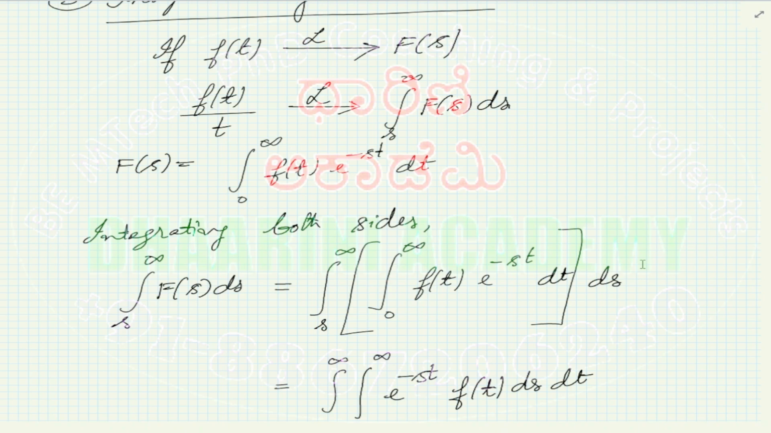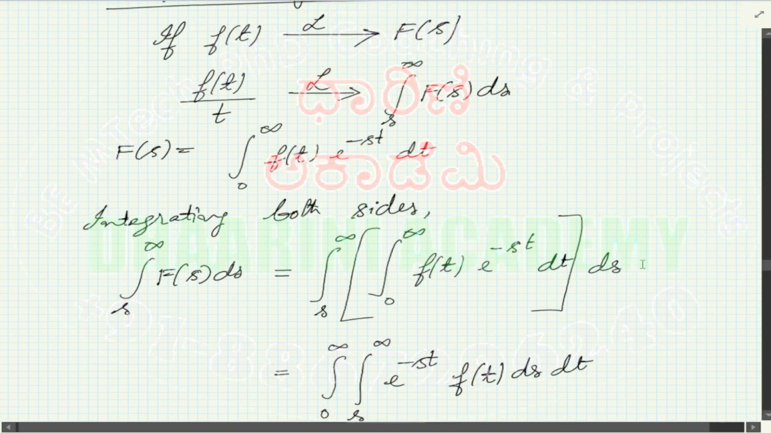So the previous property showed us that if you have a function f of t and multiply by t, that leads to minus 1 into differentiation of f of s. So multiplication means differentiation on s domain, whereas division on time domain results in the integration. Okay, so the proof goes this way.